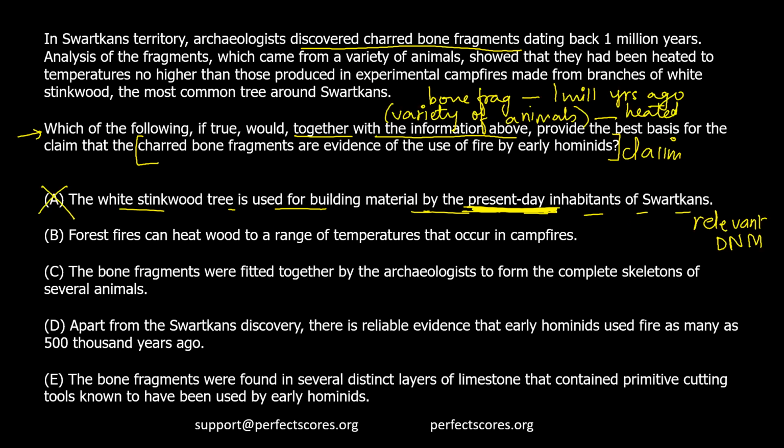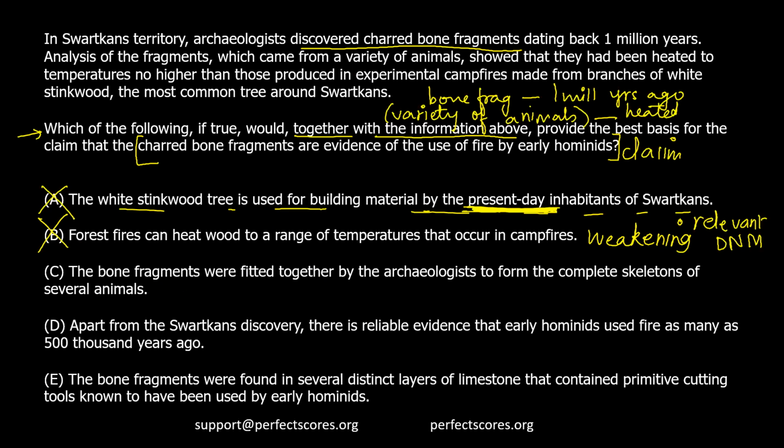Basically saying that forest fires have the same kind of ability as campfires. Yeah. So basically, they're showing that the argument says the cause of that heating was campfire by the hominids. B is giving you an alternative reason. So it is weakening the statement and doing the opposite of what we want. So B is gone.